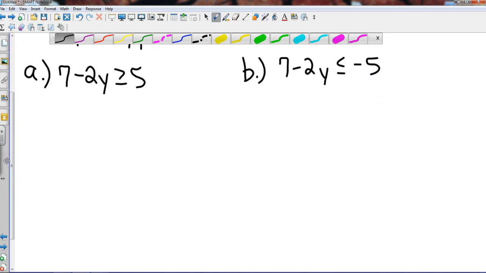Why do I flip the sign in the second one? Because I went from a 5 to a negative 5, and mathematically the only way I do that is multiplying by negative 1.